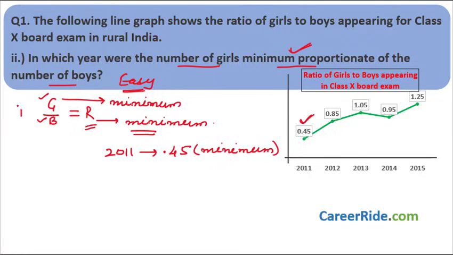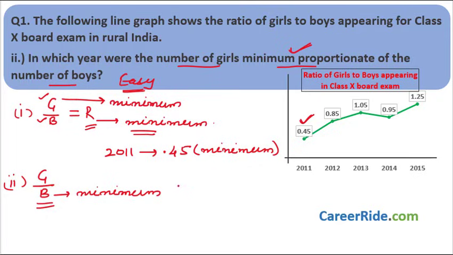Now this is one way of asking this question. The second way of asking this question is, for which year are the boys minimum proportionate? Can you answer this question? Just try to look at the graph yourself. Now see, what is asked is, when are the boys minimum proportionate? That is, the number of boys in comparison to the number of girls has to be minimum, right or wrong, right?